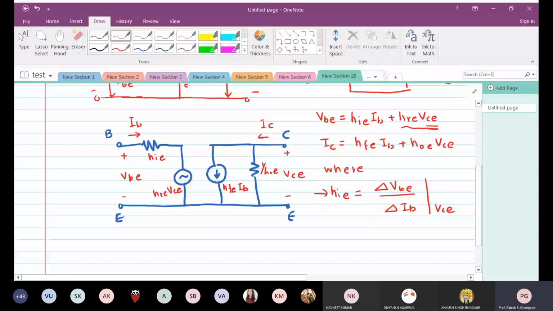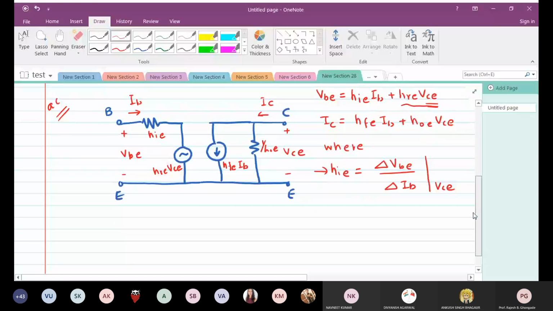So that is the reason why I am taking this as a lowercase b here. So VBE, IB are the signals, the change in the signal current and the signal voltage. All right. So that is how I get this HI. Please remember this very carefully.